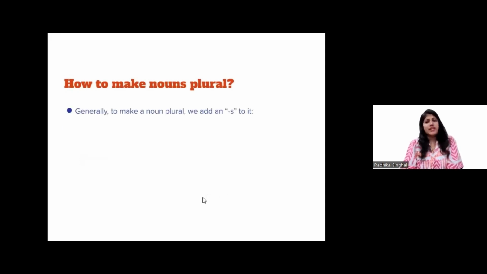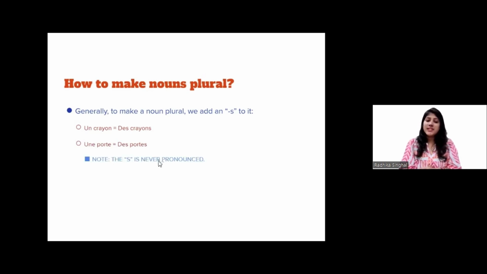So how to make nouns plural in French? Generally, like in English, to make a noun plural, we simply add an S to it. So if it is un crayon, it becomes des crayons. Now you just have to add S to the noun. So children, if you add S to the noun, the article will also change, because un as an article is used with masculine singulars, but as soon as you make it plural, what did the article become? des. Similarly, look at the next one: une porte became des portes with an S.